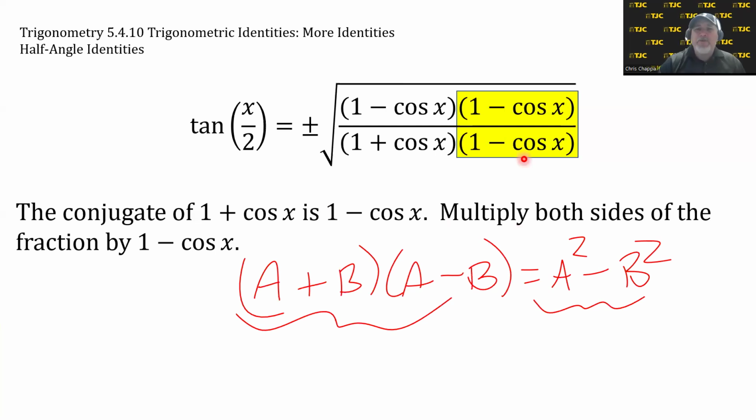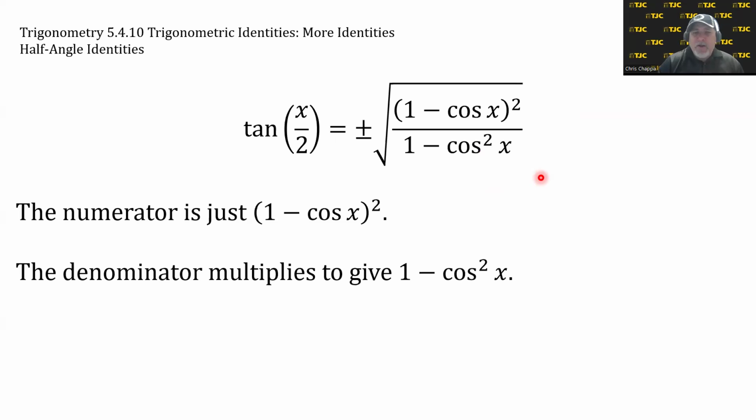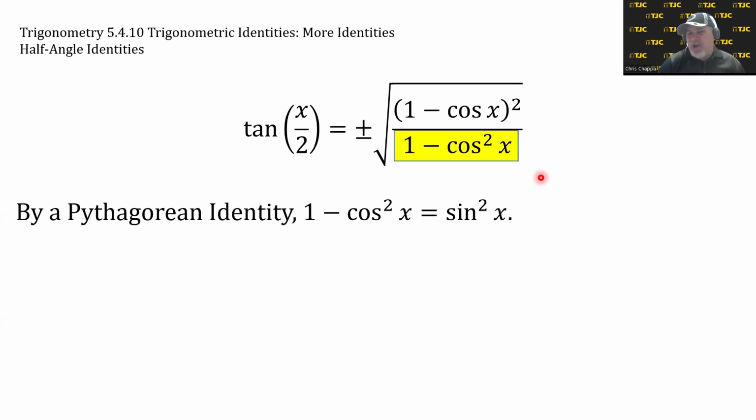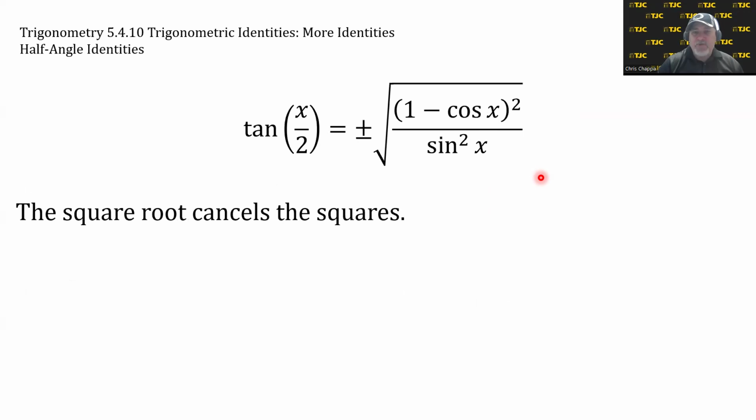Because watch what happens. When we multiply both sides by the conjugate, the numerator is just 1 minus cosine x all squared, but the denominator will give us 1 minus cosine squared. And so now it looks like this. Well, 1 minus cosine squared is just sine squared by a Pythagorean identity, so the denominator becomes sine squared. And now notice that both sides of this fraction are squares under a square root. So the square root cancels the squares.